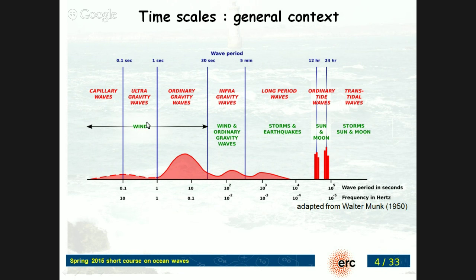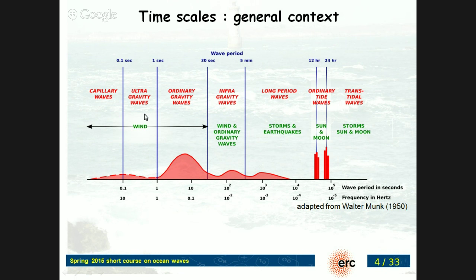Everything else here of shorter periods is essentially driven by the wind. And this is what we'll talk about. These are our waves. Some of the waves are driven directly by the wind, and typically these go to wave periods of about 20, 25, exceptionally up to 30 seconds. Okay, these are the ordinary wind waves.